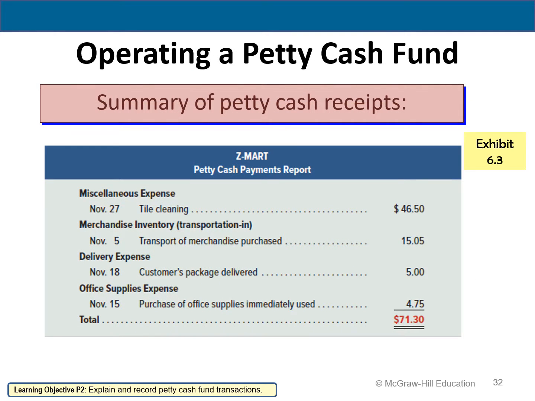All right, and so then, assuming that we've got a petty cash fund and we've made some different payments from petty cash, each person who received a payment is required to sign a receipt, right? Let's say that on November 27th, after making a $46.50 cash payment for tile cleaning, only $3.70 remains in the petty cash fund. The petty cash fund can be replenished as often as need be, right? I think what they're trying to show here is just the different expenses that have been paid for with the petty cash fund. They've got a total of $71.30 of receipts for items that were paid for by petty cash.